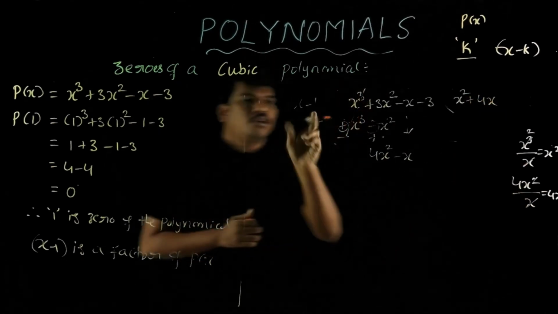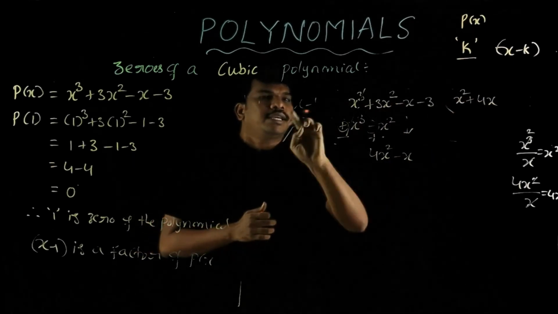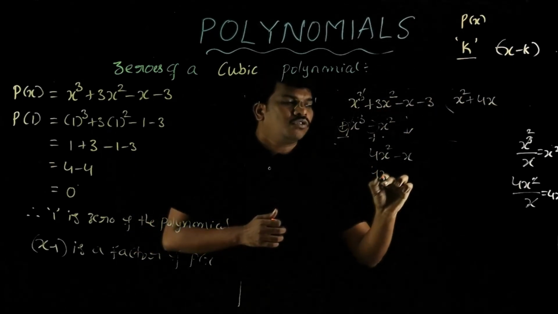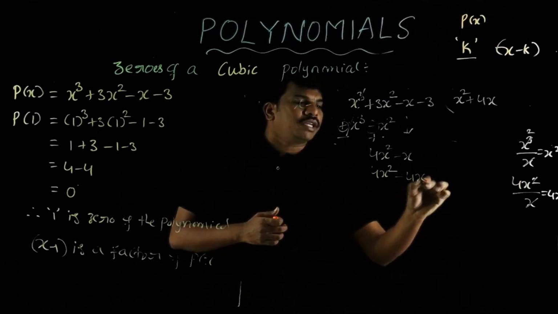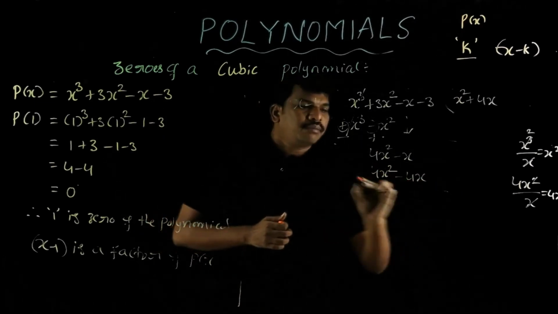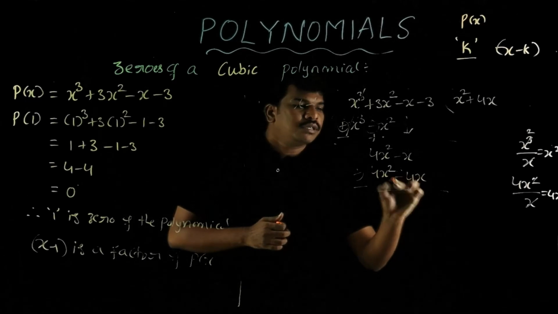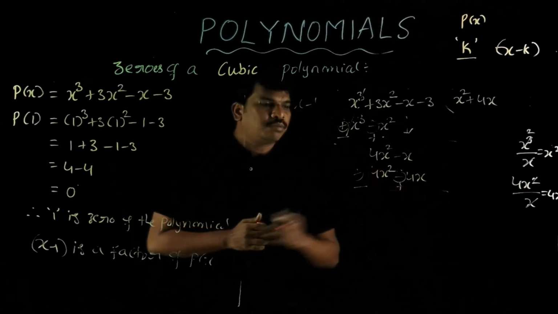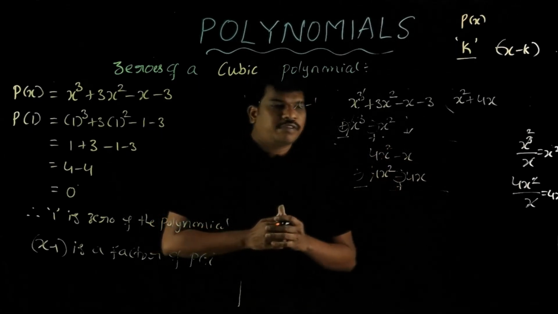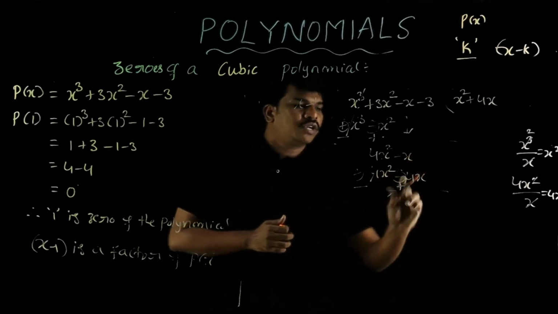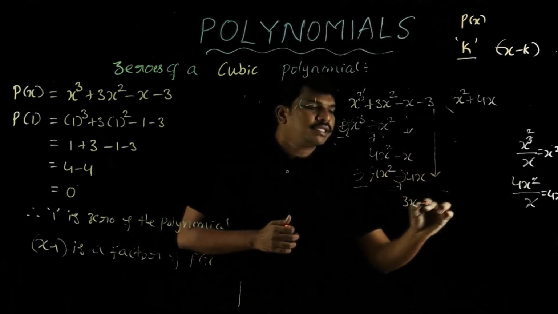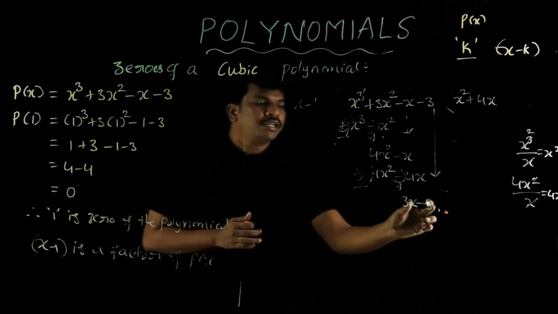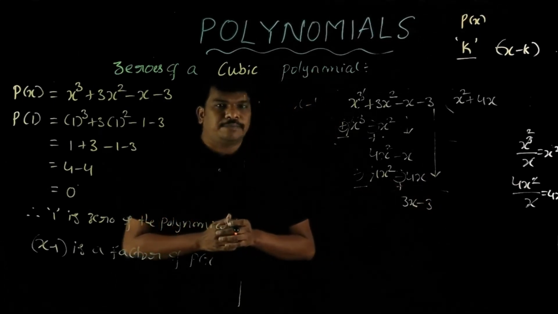Now multiply this divisor with 4x. x into 4x is 4x square, minus 1 into 4x is minus 4x. Once again, by subtracting these terms, plus becomes minus, minus becomes plus. 4x square will get cancelled. Minus x plus 4x is plus 3x. By taking minus 3 as it is, the new dividend is 3x minus 3.